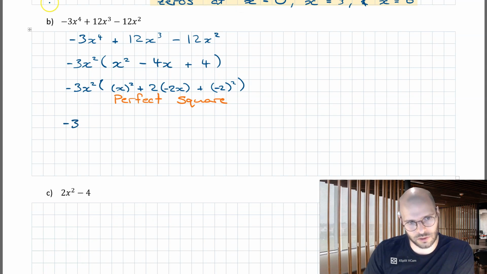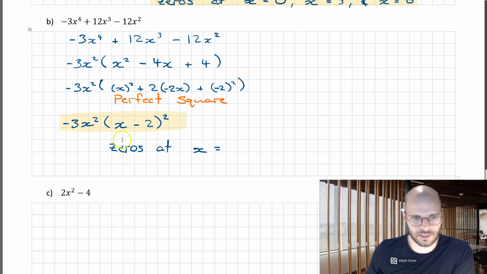Next, because it's a perfect square, we can instantly put it in its factorized form of a is x, b is minus 2, all squared. So that's our factorized form here. Finding the zeros, you can see that there's an x out the front here. If you put 0 in there, the whole thing becomes 0. And if you look inside the brackets here, if you put a 2 inside for x, then this cancels out to be 0 as well.